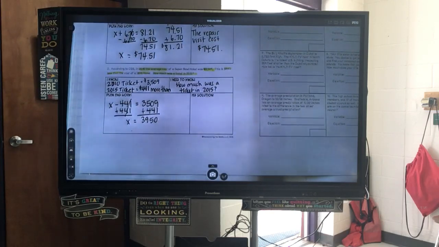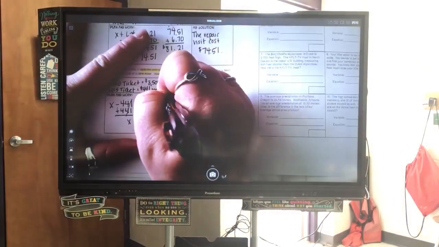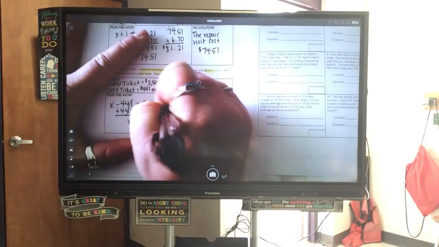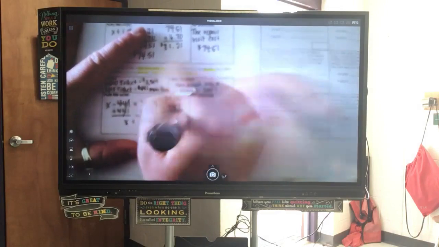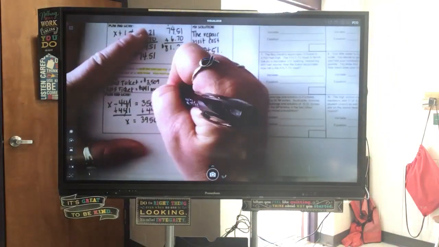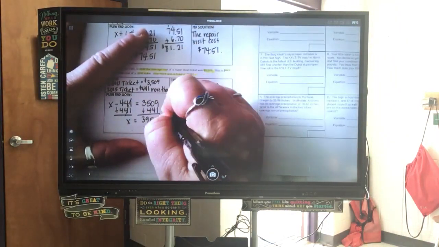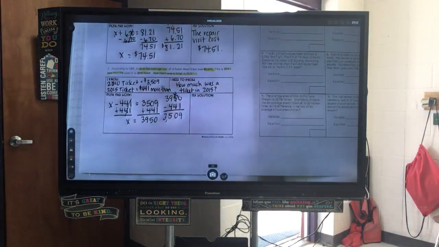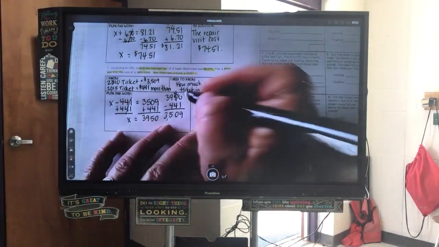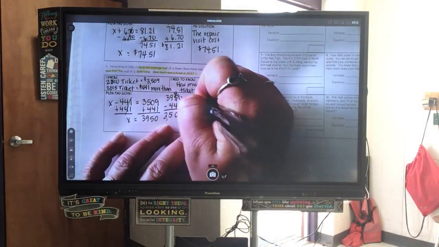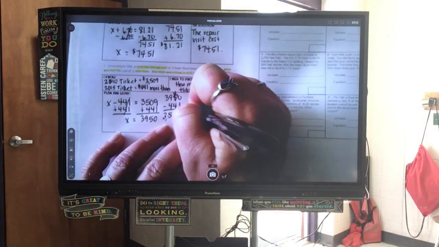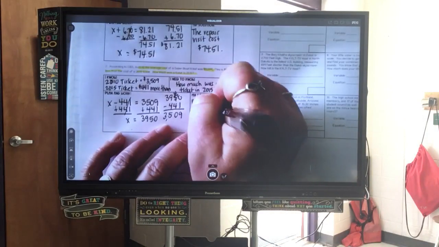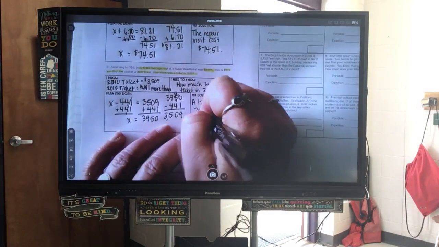Get used to those words because you're going to see those words on your tests, on your quizzes, on your reviews. Okay, so we're going to substitute this in. Do our subtraction. And we get 3,509. Alright, so we know that we did this correct. So a ticket in 2015 cost $3,950.